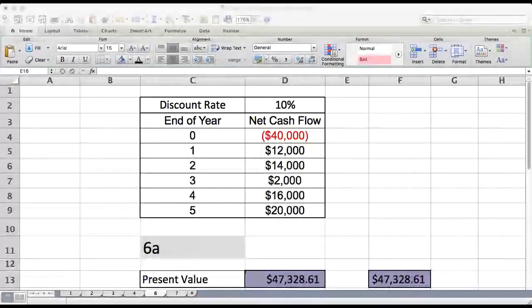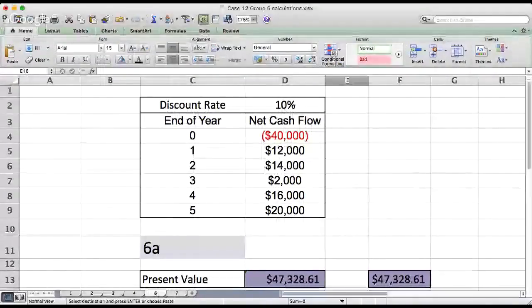Hello, this is the video to address question number 6 in case study 12. We will be talking about the uneven cash flow stream stemming from the lease agreement. So based on the case study, it says that there is some extra space at one of its locations that the surgery center might lease out for 5 years.